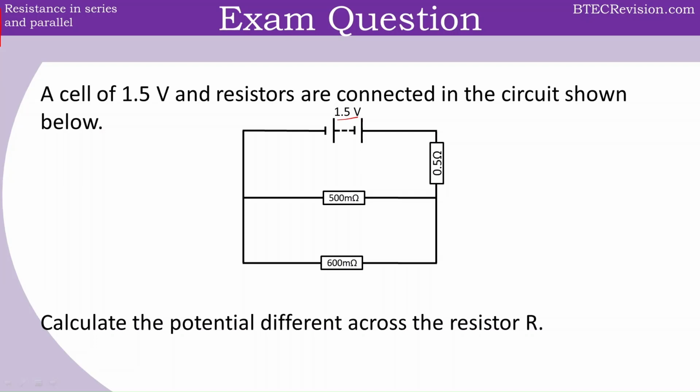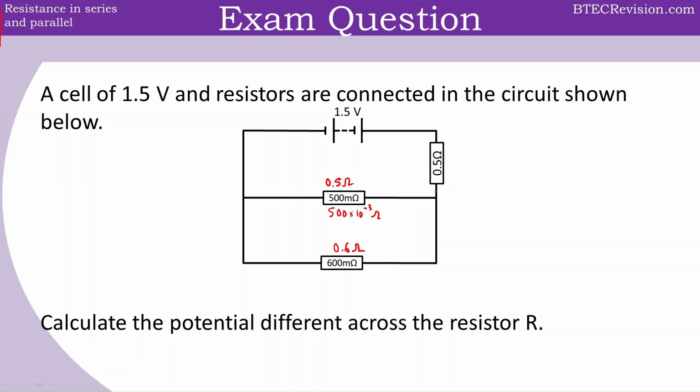So let's start by working out these values. So that would be 0.5 ohms, because if you replace 500 milli with 10 to the power minus 3, that gives us 0.5. And same thing with the bottom one, so that would be 0.6 ohms.